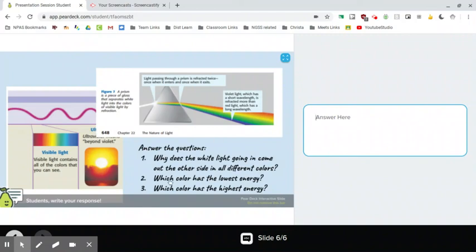Number 2, which color has the lowest energy? Red definitely has the lowest energy. It goes through the shortest part of the prism and comes out with the longest wavelength. Which color has the highest energy? Violet is the color that comes out with the highest energy. So refraction is when a wave changes its speed because it had to switch which kind of medium it was traveling through, and we are going to have some more fun with that.